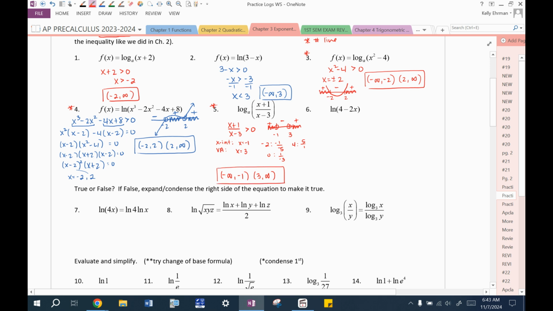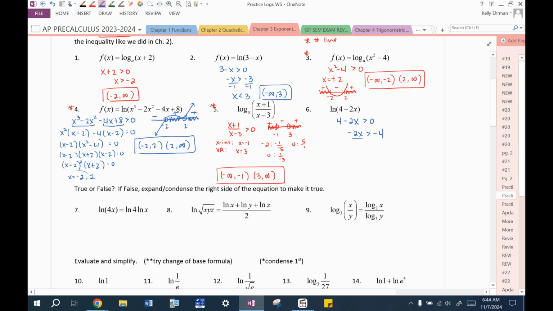Really, this is all chapter 2 stuff, right? We're going back to these inequalities. The only thing that makes it into chapter 3 is that we're starting with a log function. So the only thing that makes this chapter 3 is that you've got to know, okay, I'm supposed to set this expression in the log greater than 0, because we can only take the natural log of positive values.